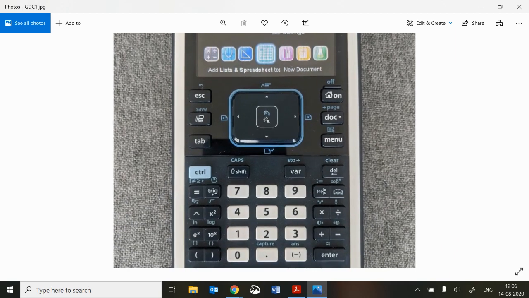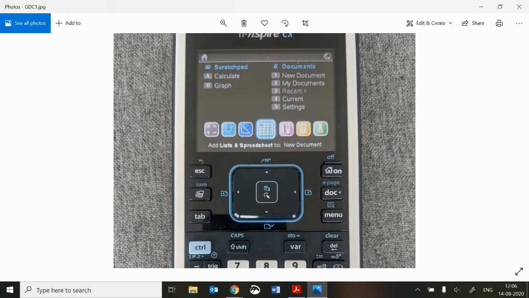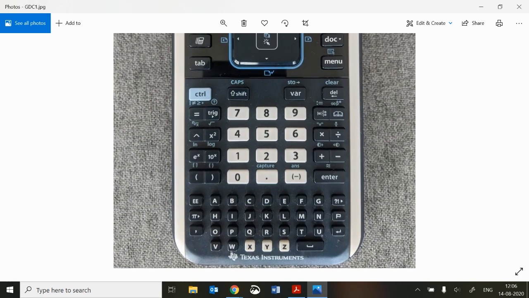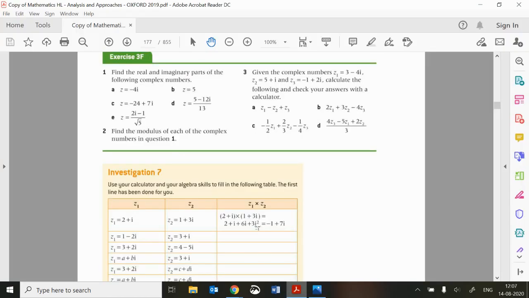There's another way of doing that. If you want to go to Scratchpad and you're just working on there and it's not accepting complex numbers, you can go to Document and then to Settings that way. So you just need to change your settings from real to rectangular. Okay, right. So let's have a look at the next little bit.